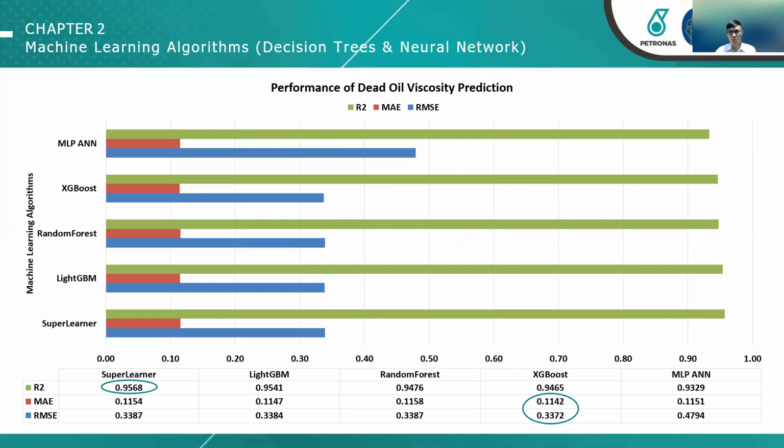Next, we shall compare various machine learning algorithms' performance in the prediction of dead oil viscosity. This framework compares 5 learning algorithms, and overall, in terms of R-square measure, SuperLearner outperforms other learning algorithms, while XGBoost gives the lowest error among all the learners. It is worthwhile noting that no one algorithm is definitely better than the others in prediction performance.